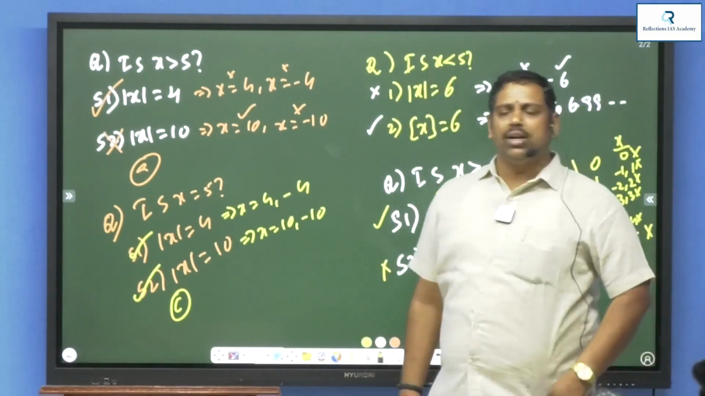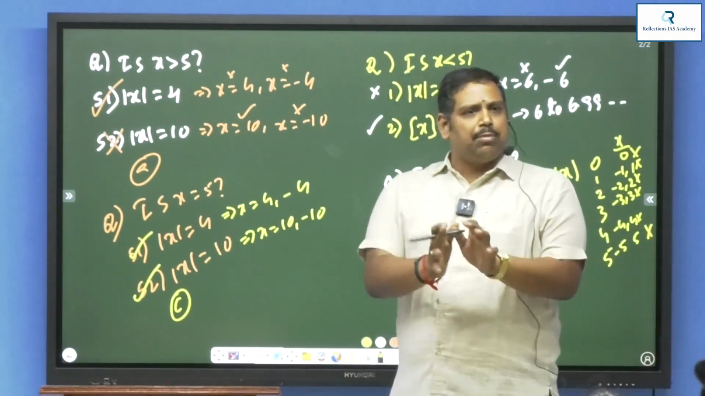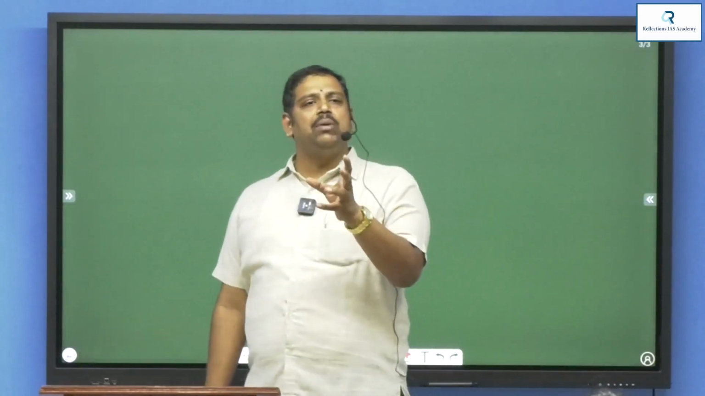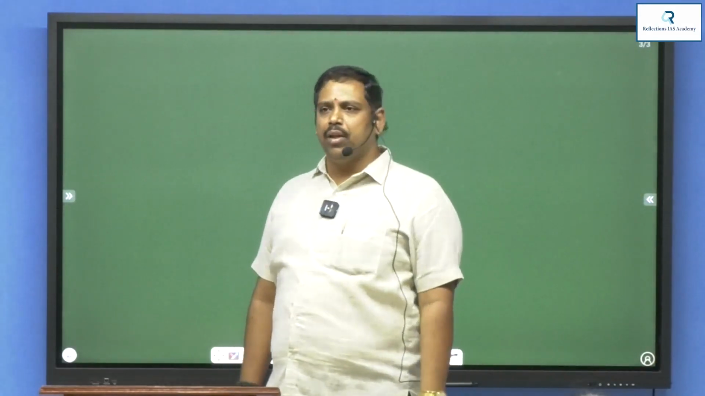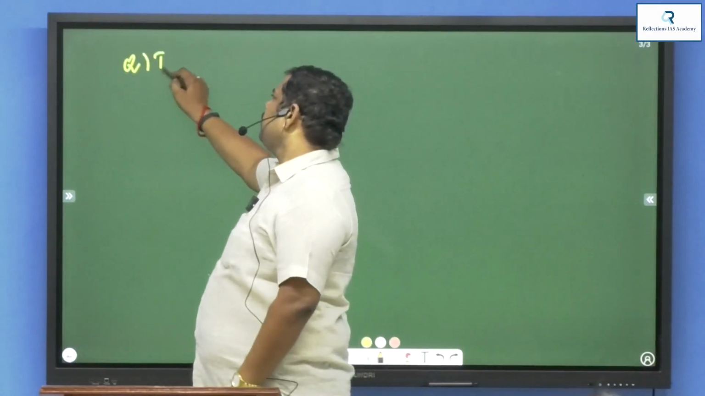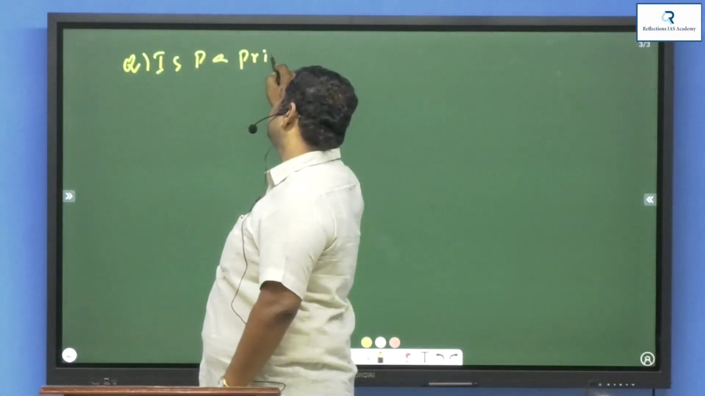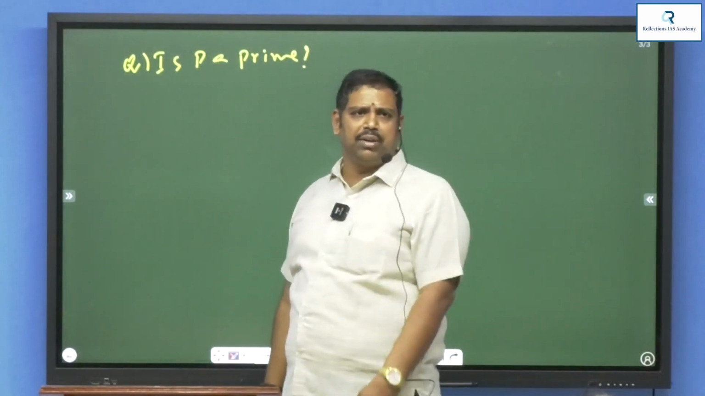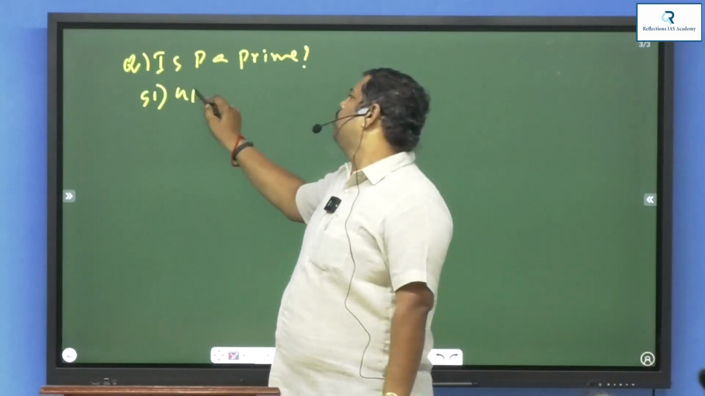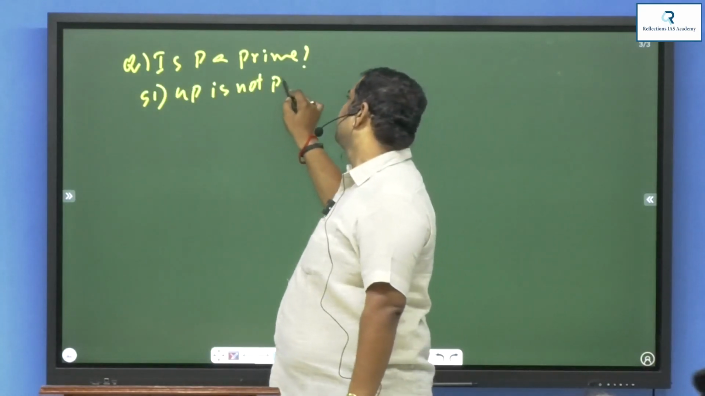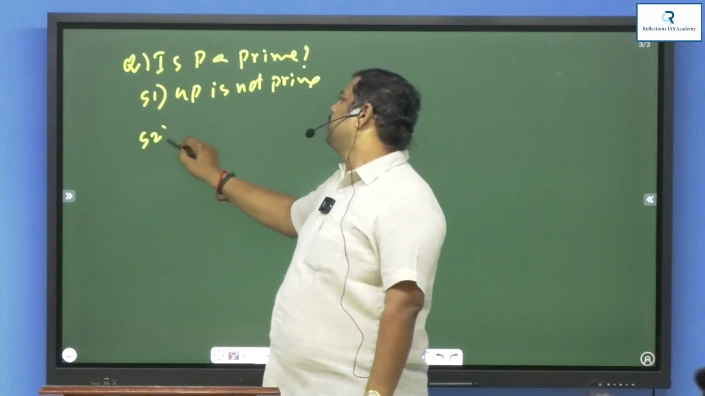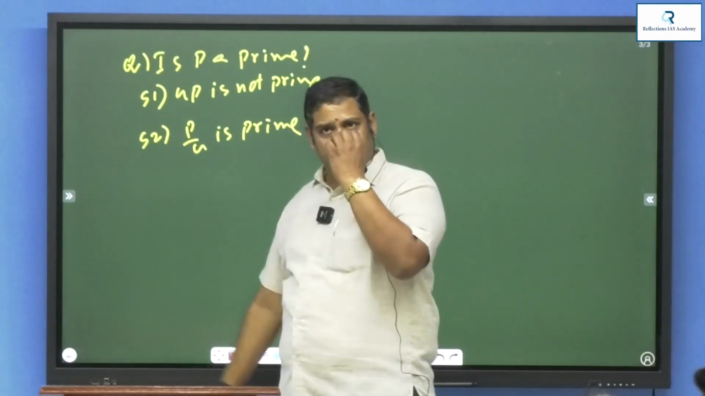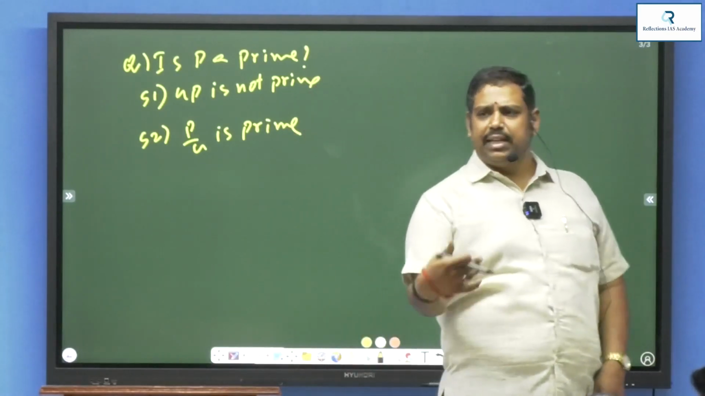I hope you understand the concept of data sufficiency. Now I'll give you only one example of how the topics will be mingled here. Question: is P a prime number or not? I mean, a number system oriented question I am giving. Statement 1. 4P is not prime. Statement 2. P by 4 is prime. What is the answer? A, B, C, D, E. 5 options you choose.